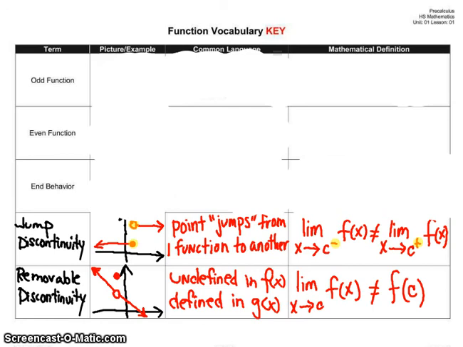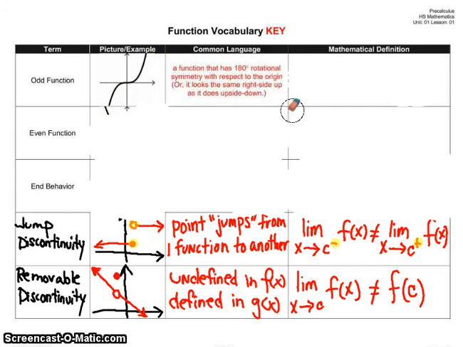Now let's look at an odd function. There's our picture. Notice the picture has a left side and a right curve up. Common language, a function that has 180-degree rotational symmetry with respect to the origin. Or in plain English, it looks the same right side up as it does upside down. A function is odd if f of negative x is the same as the opposite of f of x.